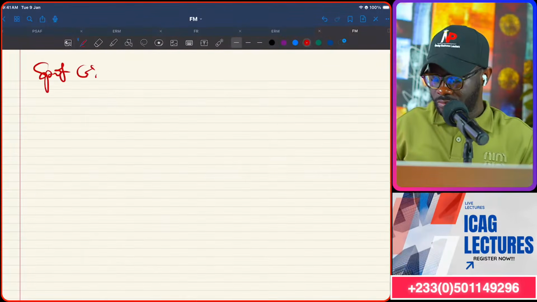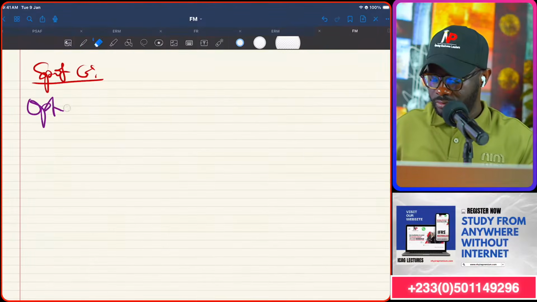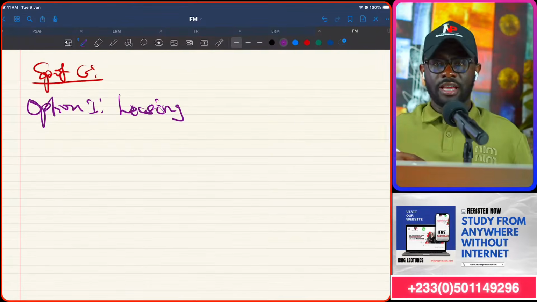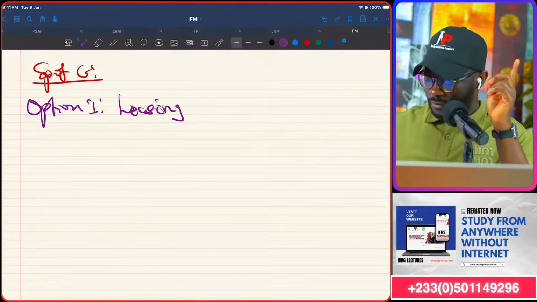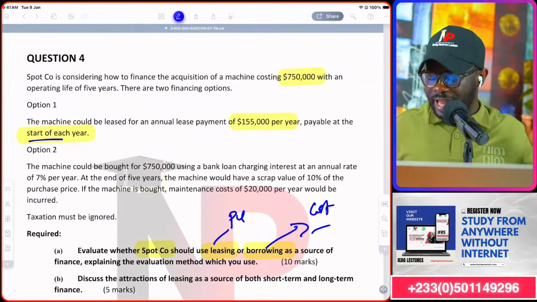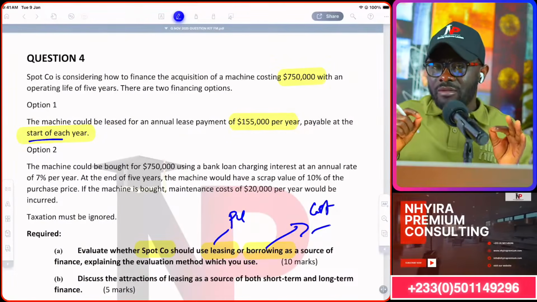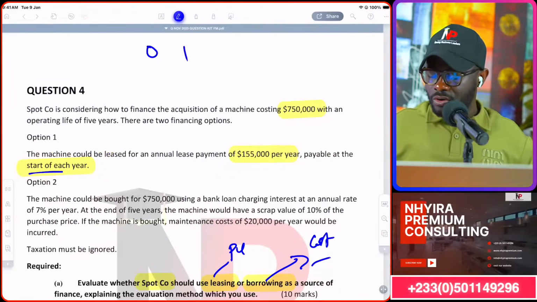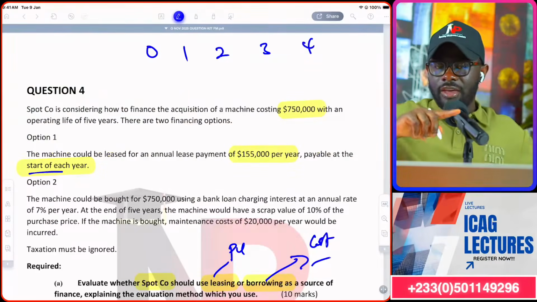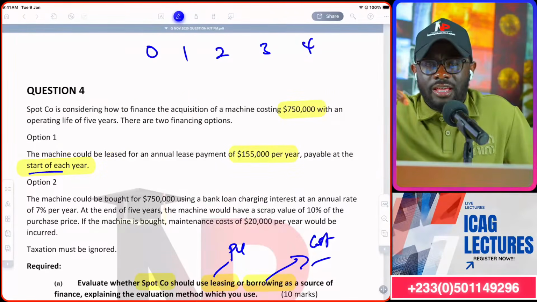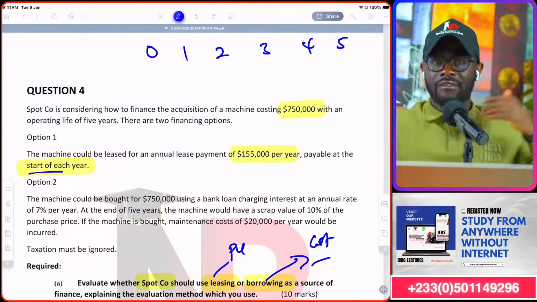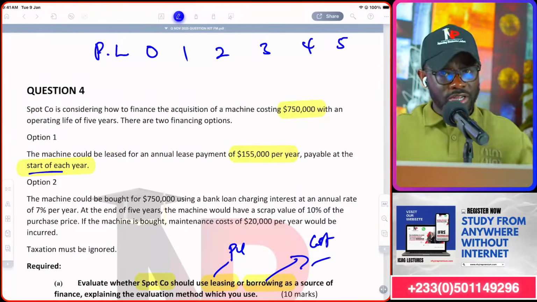So Sportsco, option 1, which is leasing. And we said we would discount the cash flow on the lease. Now, if you check, it's over 5 years. But the annual lease payment will be made at the start of each year. What does that mean? It means that we'll have 0, 1, 2, 3, 4. Because if the payment has to be made at the start of the year, then it has to be available at the end of the previous year. So the project life is 5 years. So this is PL, project life.